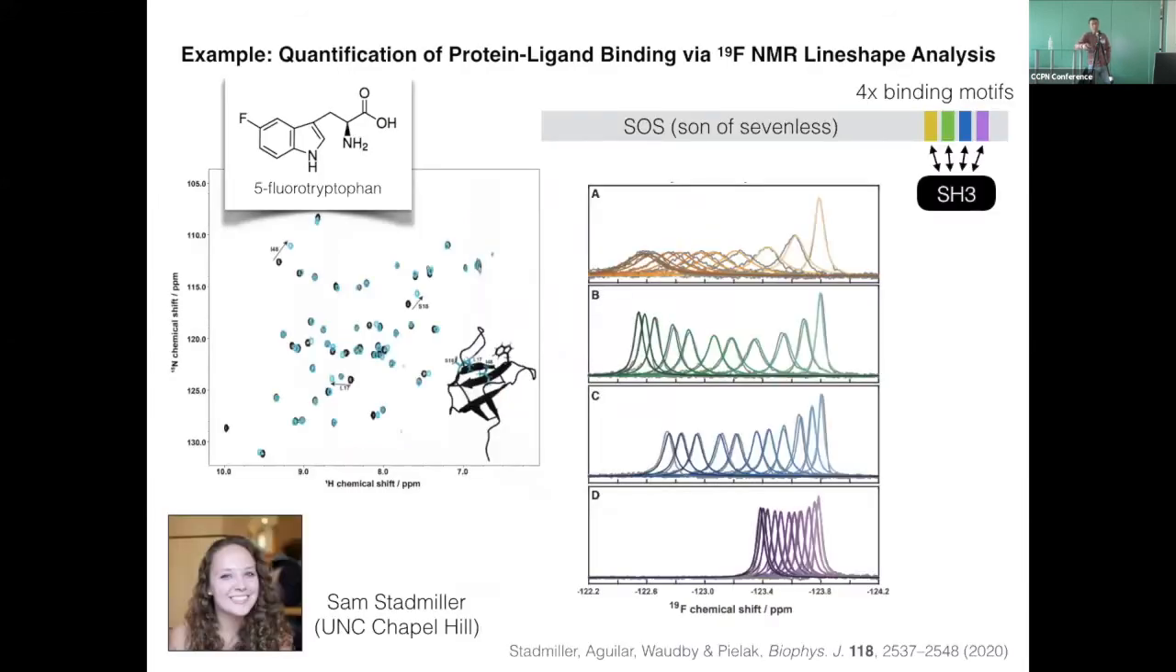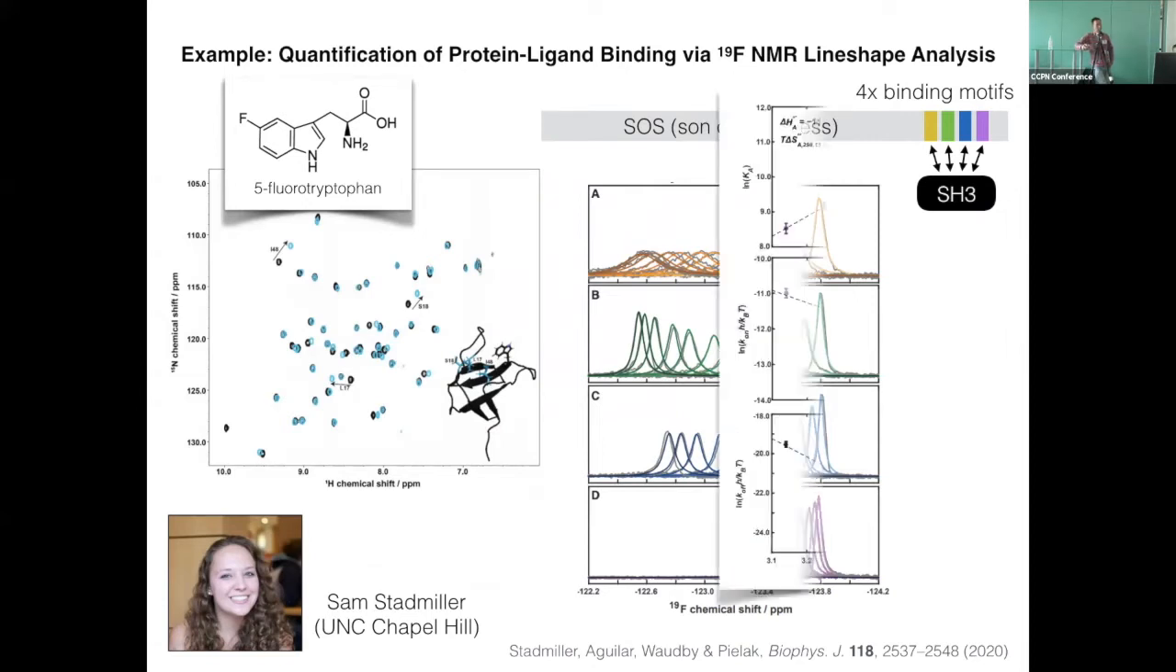We can apply this in a straightforward way to fluorine NMR, which is very nice because it's a simple pulse-acquire experiment. You can introduce fluorinated amino acids into systems and use this to provide a pretty rapid assessment of interactions. This is a collaboration we had last year with the PLAB group.